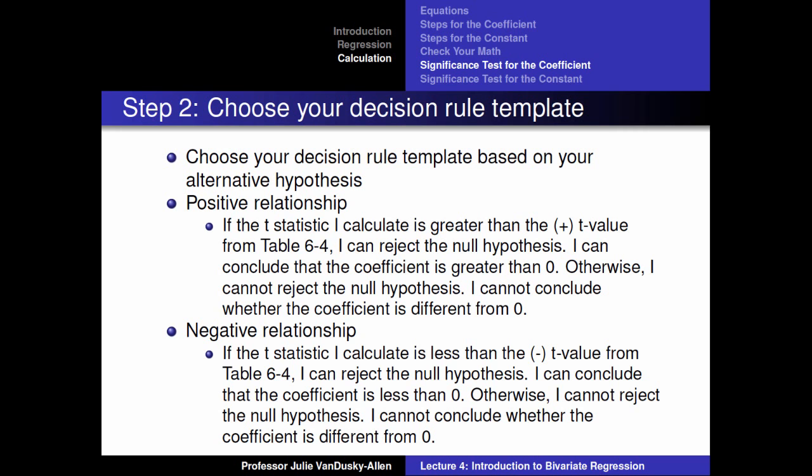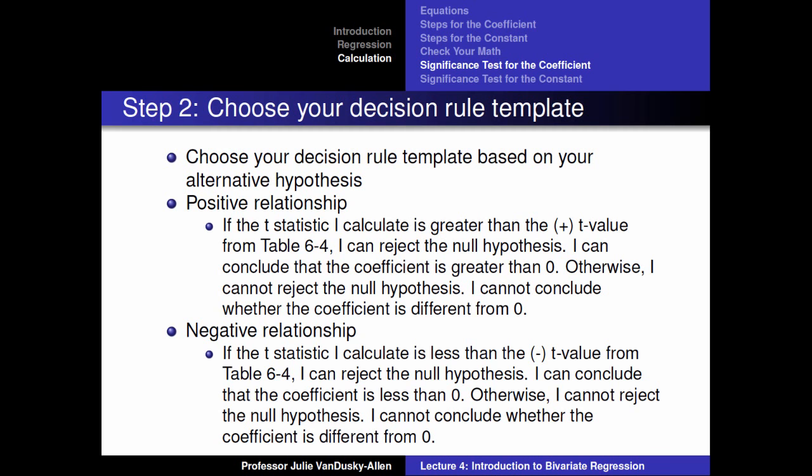If we expect a negative relationship between our independent and dependent variables, we choose the following decision rule. If the t-statistic I calculate is less than the negative t-value from table 6.4, I reject the null hypothesis. I can conclude that the coefficient is less than 0. Otherwise, I cannot reject the null hypothesis. I cannot conclude whether the coefficient is different from 0.